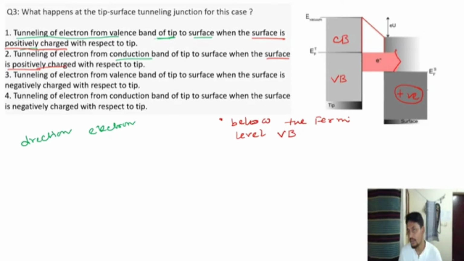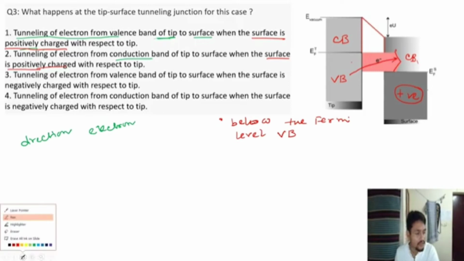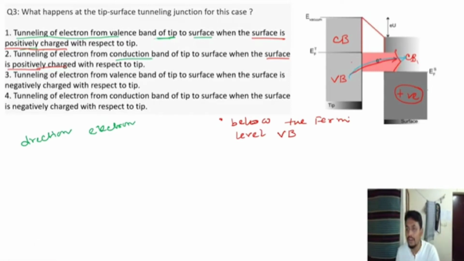Obviously, where the current is coming from, normally the CB does not have electrons, only the valence band has electrons. So wherever the electron is moving from, it is going to be a valence band, right? So the electron is going from this valence band to above the Fermi level, the conduction band. This is the direction of the electron. So valence band of the tip to conduction band of the surface, right?